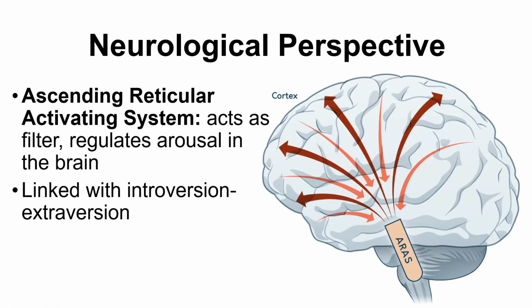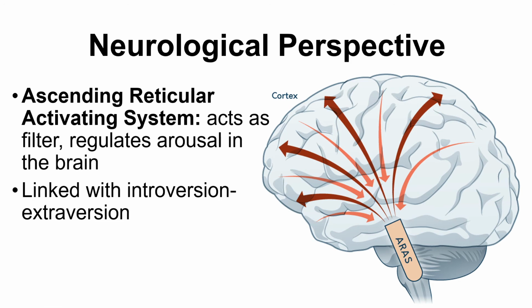So those are some chemical factors that are related, but we can also look at actual physical structures within the brain. And one of the major ones is the ascending reticular activating system, or ARAS. And this basically acts as a filter that helps regulate arousal or activity level throughout the rest of the brain. And again, we see a strong correlation with this ARAS linked with introversion and extroversion.